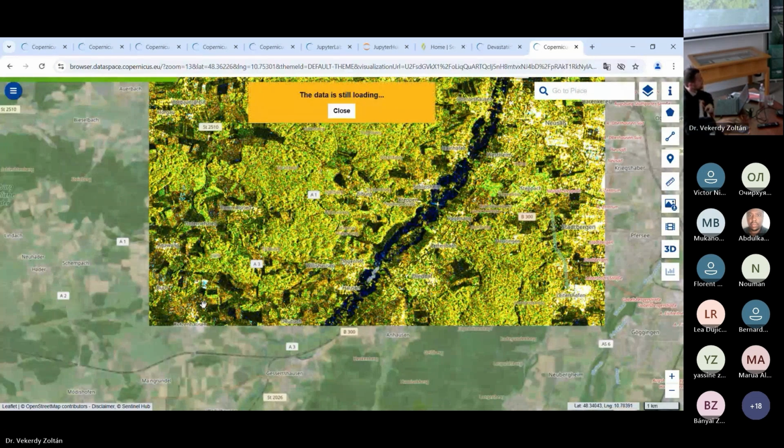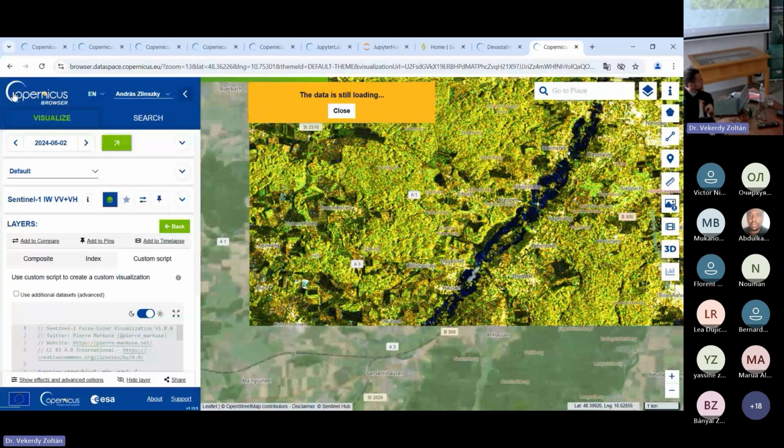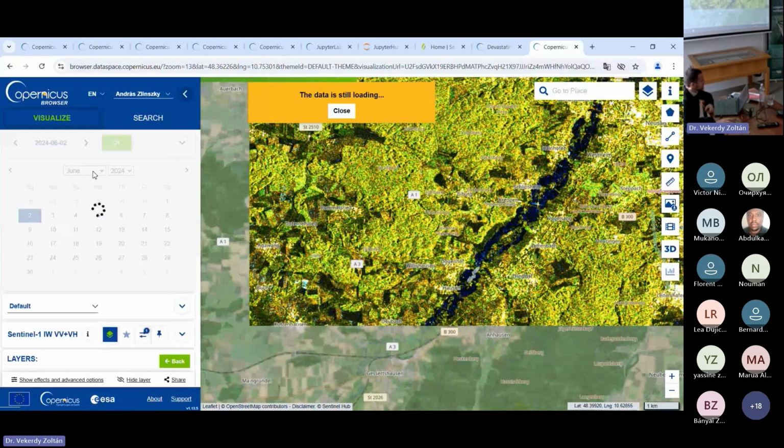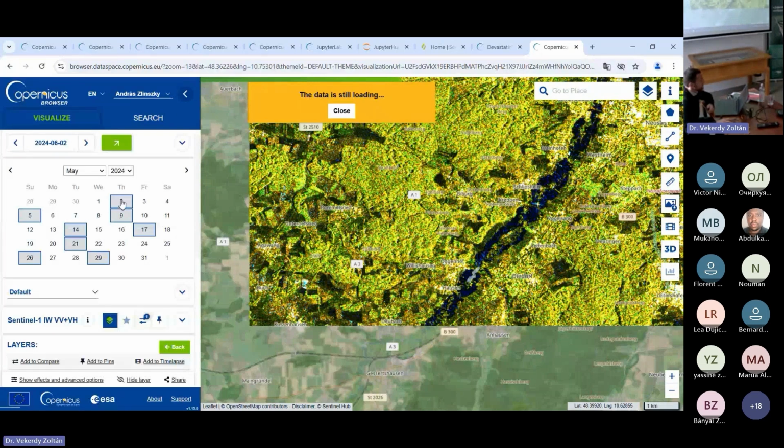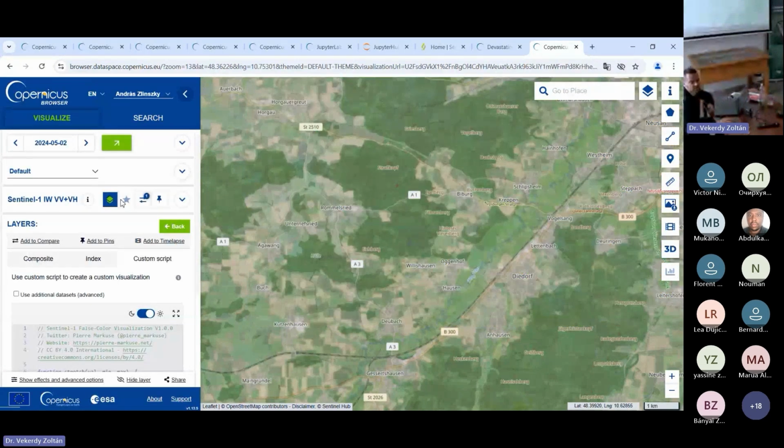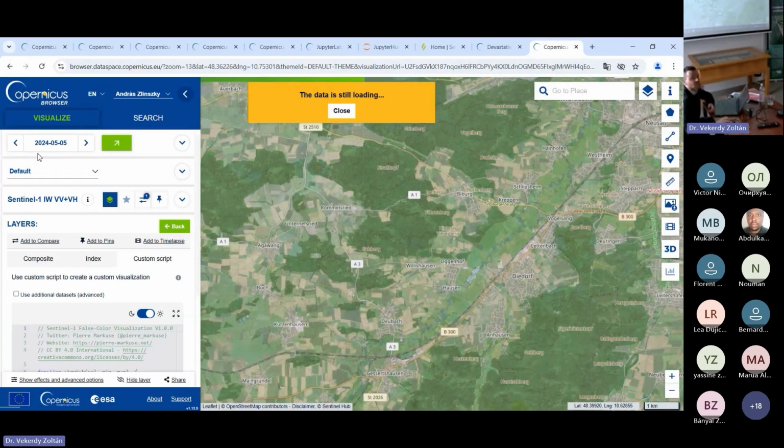And let me add this to compare and check an image a month before. It's slow on your side as well. Somebody is downloading movies. Does anybody already have it compared?